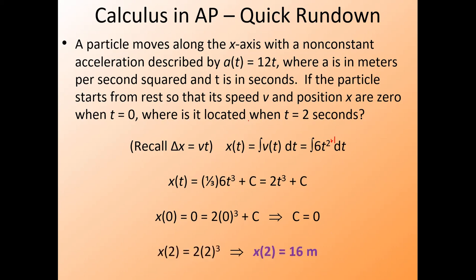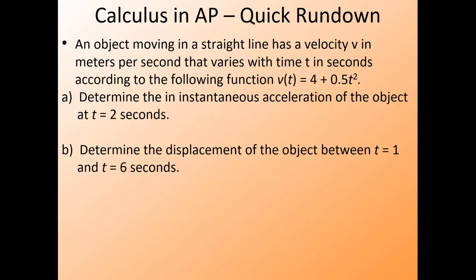Now, to actually answer the question, I want to know where it is located at t equals 2 seconds. I put in 2 for t, so that's 2 times 2 cubed, which is 16 meters. And that's it. So that's what the multiple choice questions kind of look like. All right, here's another one. Pause the video, work it out. We'll go over it in a second.